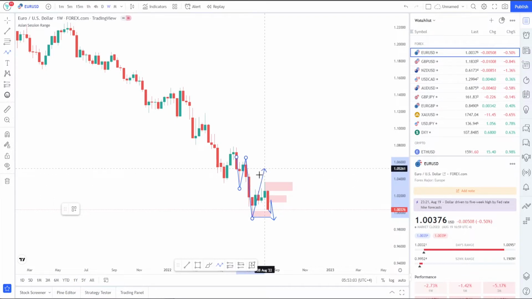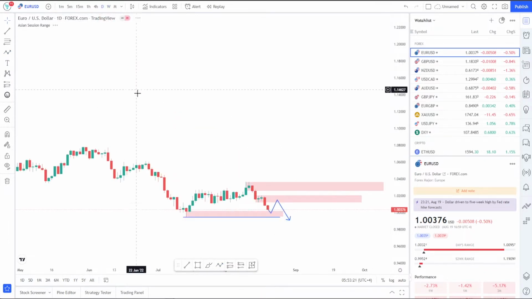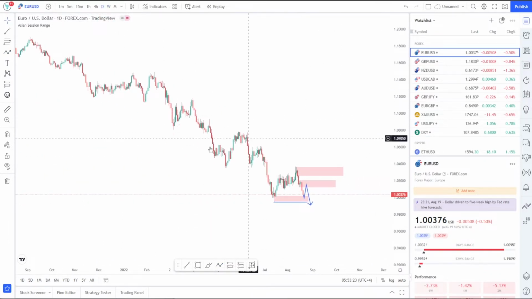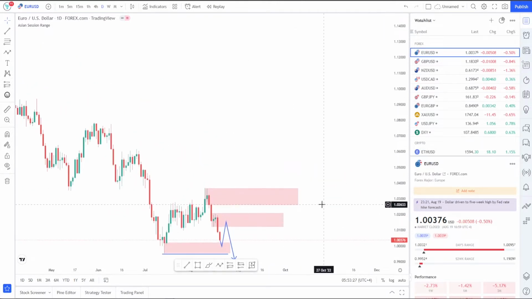Eurusd went into the sells, tapped into this area, then came down into the sells, right? So Eurusd actually played out perfectly, and we are still bearish on this weekly time frame on Eurusd. Going on to the daily time frame, we can see that externally, even in the daily time frame, we are bearish.